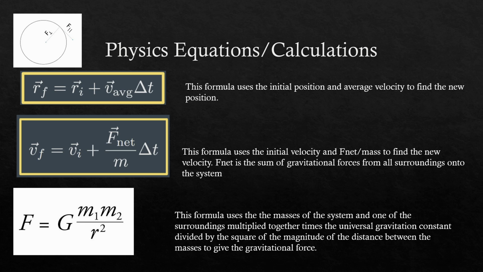And the third formula is the universal gravitation formula, which uses the gravitational constant, G, the two masses, and the radius to find the force of gravity. The top picture also shows Fnet being broken down into Fnet parallel and Fnet perpendicular.